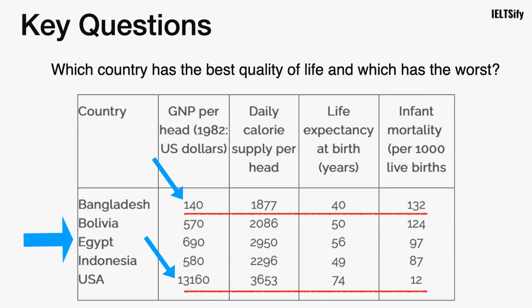And you can see if we look at Bolivia, Egypt and Indonesia, they're kind of in the middle and they're a bit more similar to each other. So these are kind of things you want to look out for when you analyse your table. So you can start to spot different patterns.